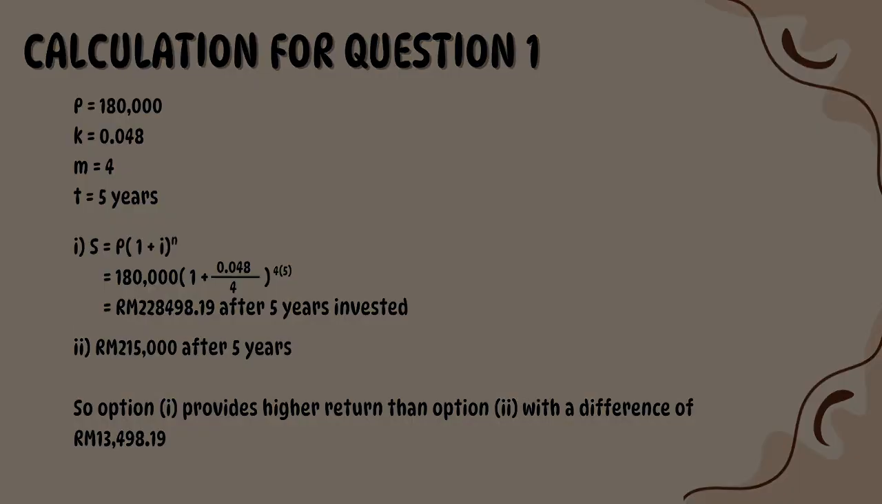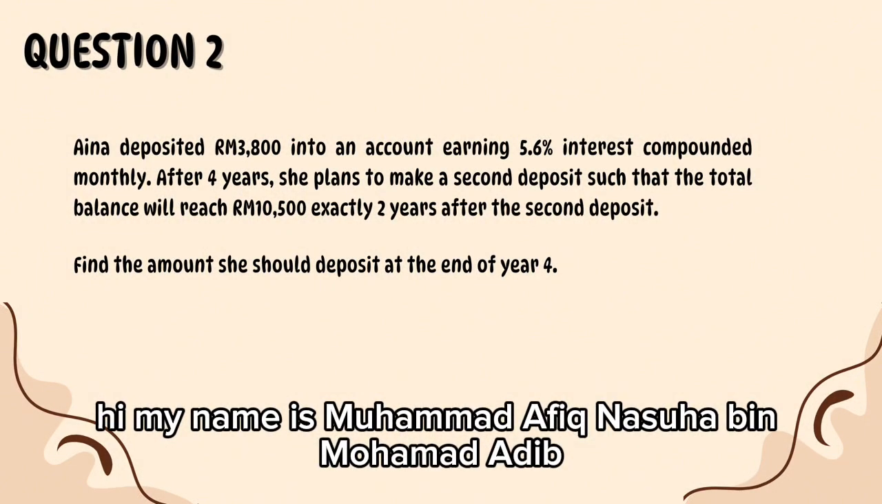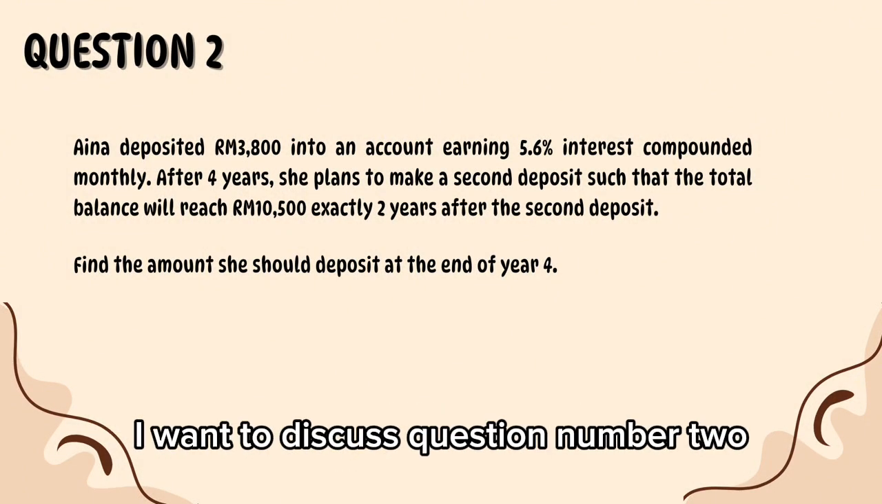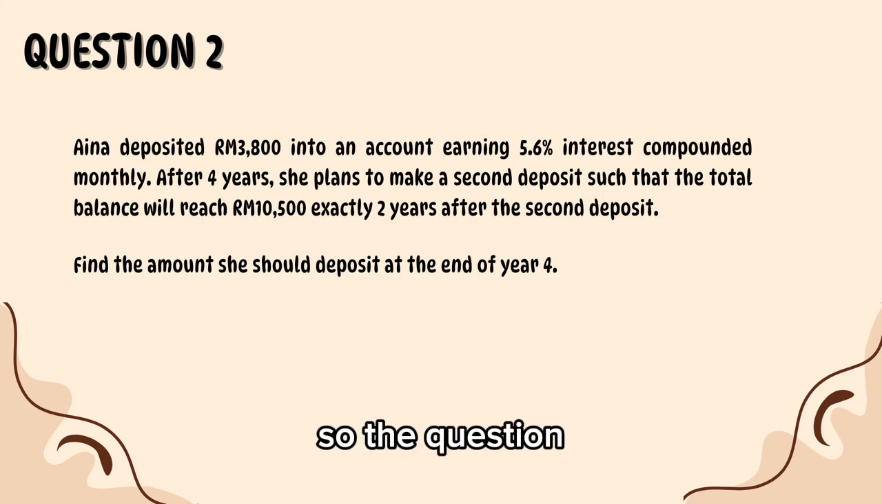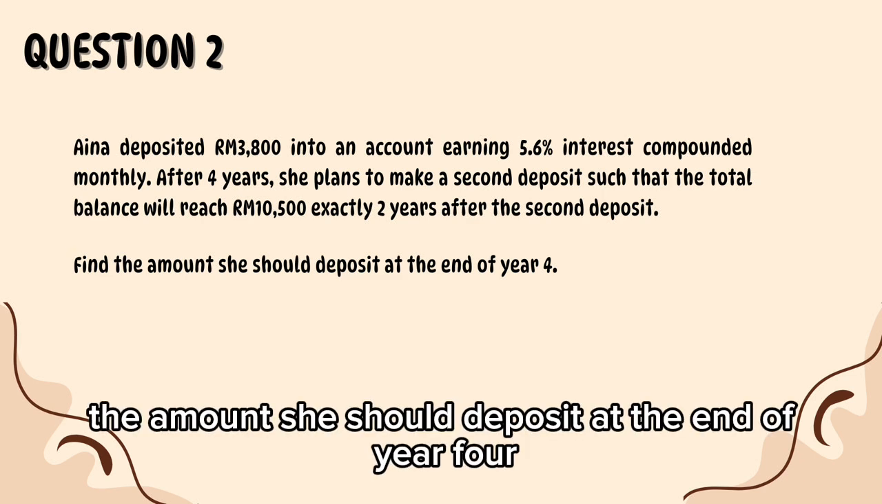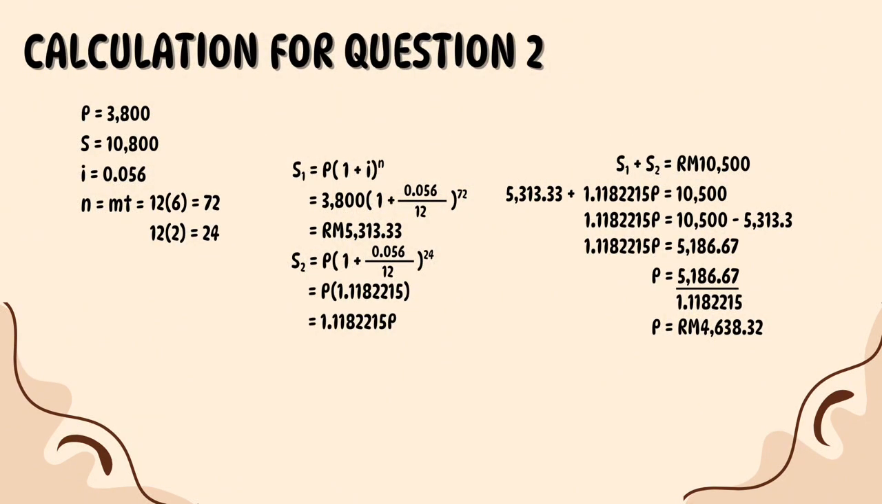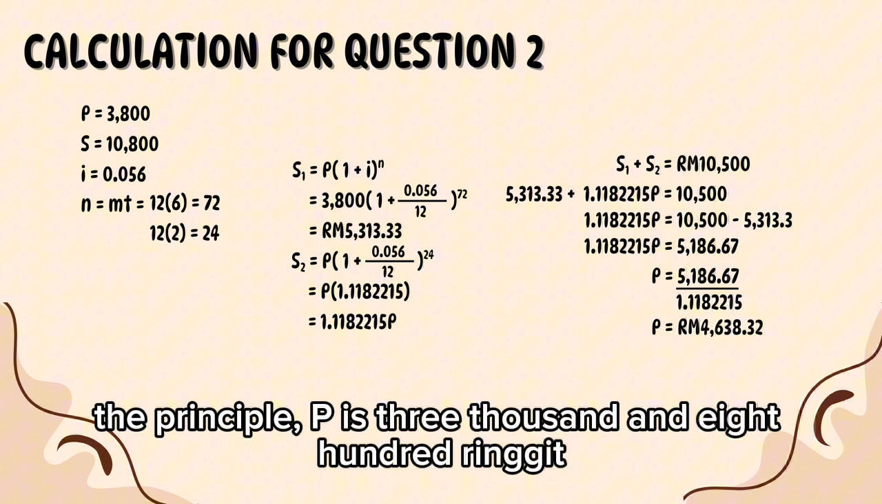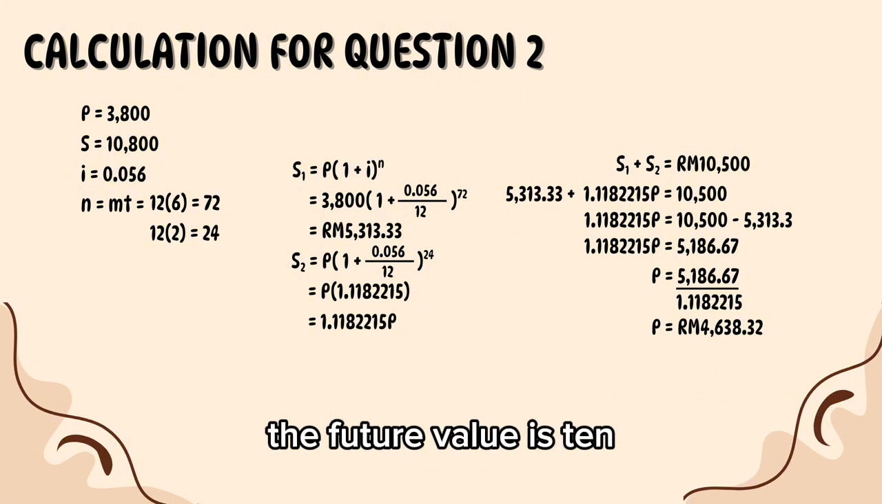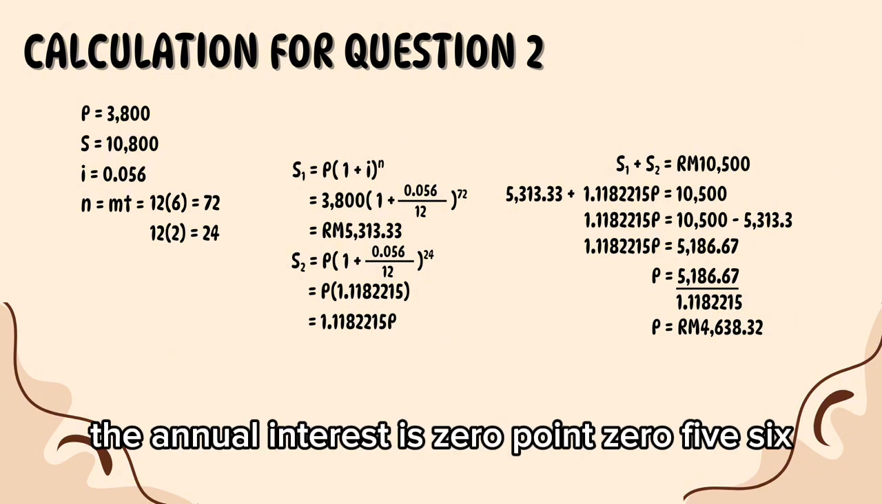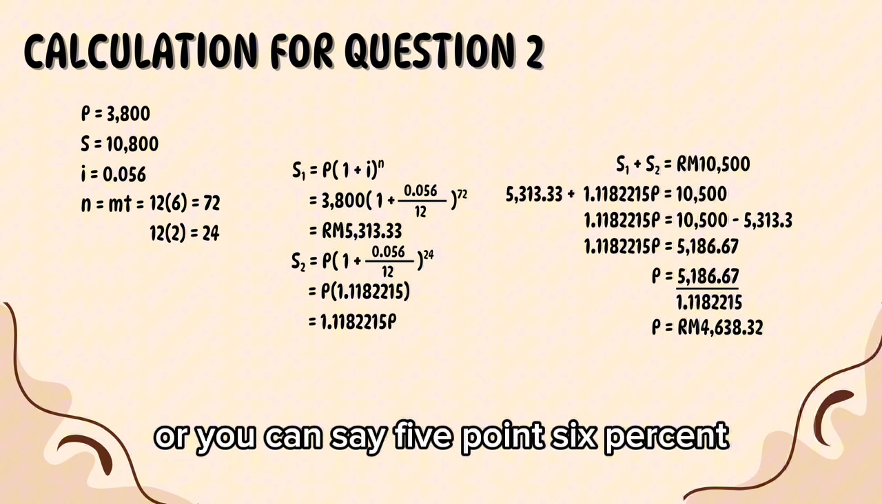Thank you. Hi, my name is Muhammad Afiq Nasr bin Muhammad Adi. I want to discuss question number 2. The question wants us to find the amount she should deposit at the end of year 4. First, let's list down the given information. The principal P is 3,800 ringgit. The future value is 10,800 ringgit. The annual interest is 0.056, or 5.6%.